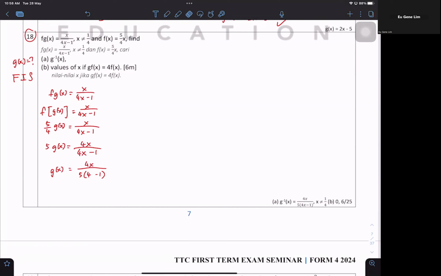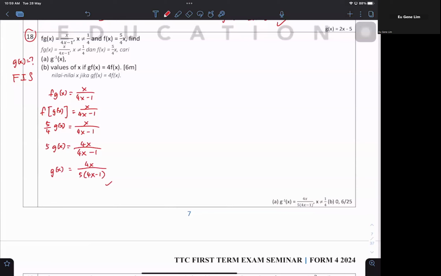Understand? Yeah, this one I write properly. Divide 4, bring over times 4. Times 4, you put on top. Times 5, bring over divide 5. Divide 5, put at the bottom. Yeah, so that's the gx. Very good. But not yet finished.